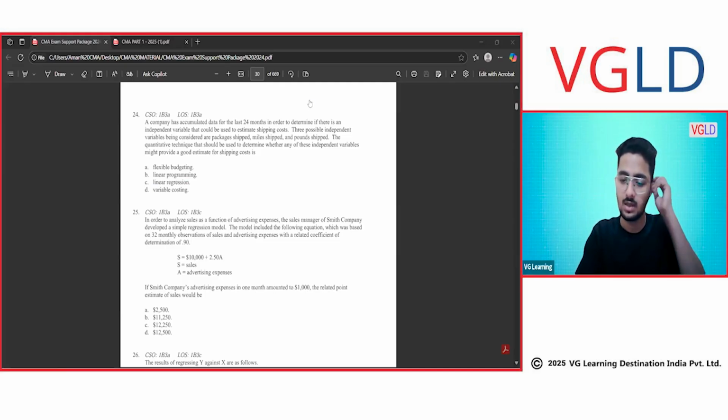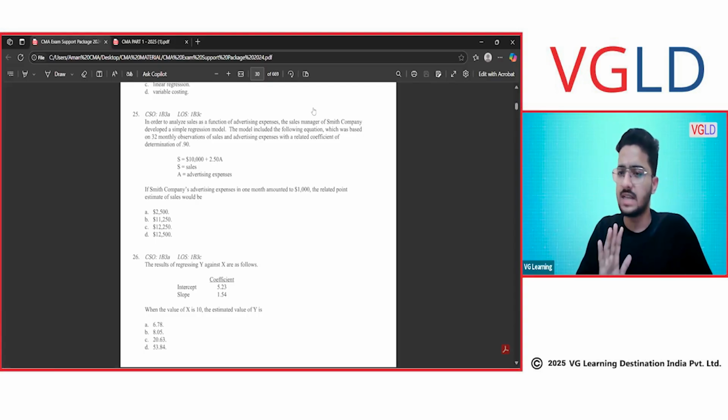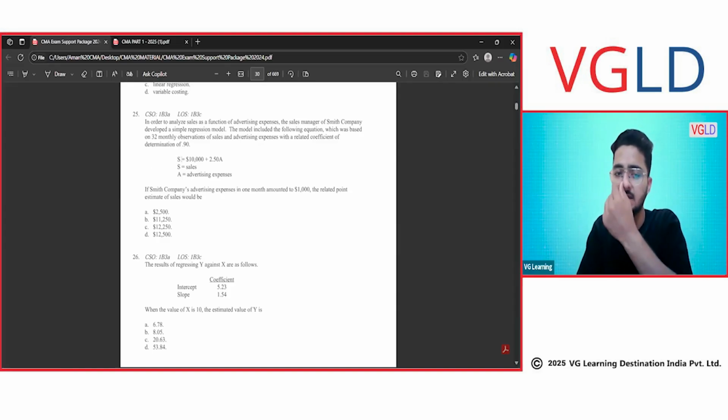Good guys. Now here is the best question again we have. Good set of question. Read the question. In order to analyze sales as a function of advertising expense, the sales manager of Smith Company developed a simple regression model. The model included the following equation, which was based on 32 monthly observations of sales and advertising expense with a related coefficient of determination 0.9. S is sales, A is your advertising expense. So we have got the formula: Y equals A plus BX.